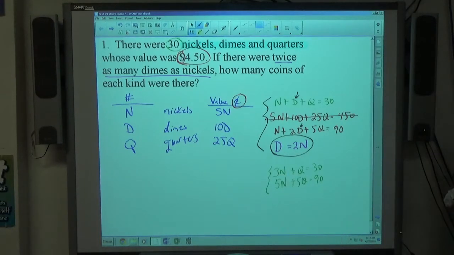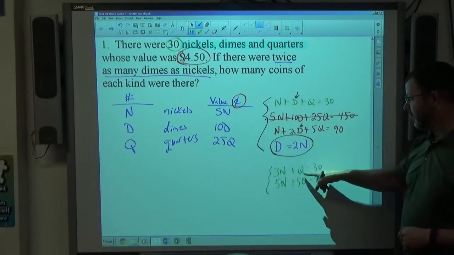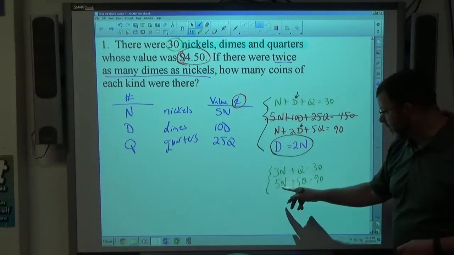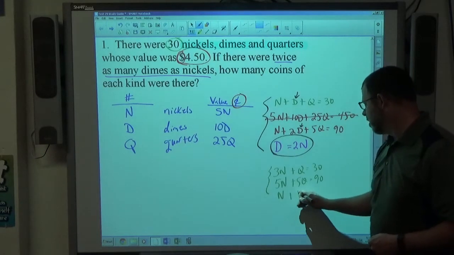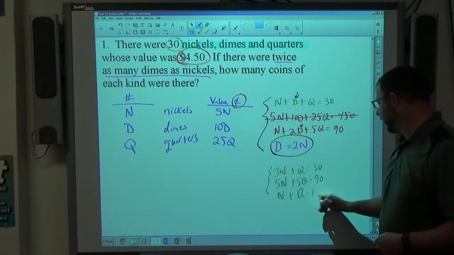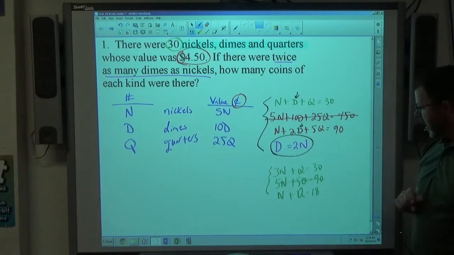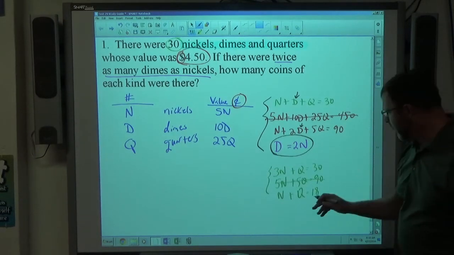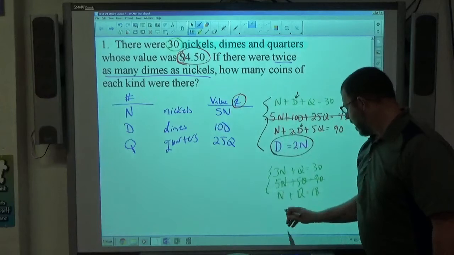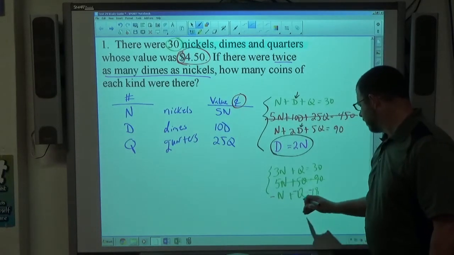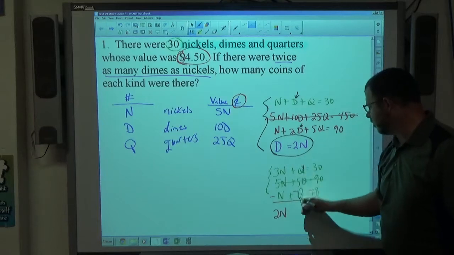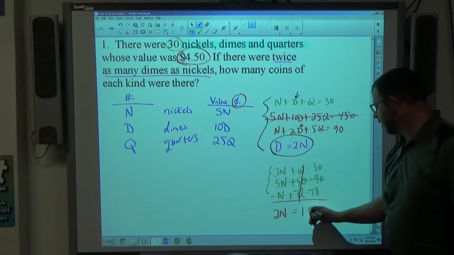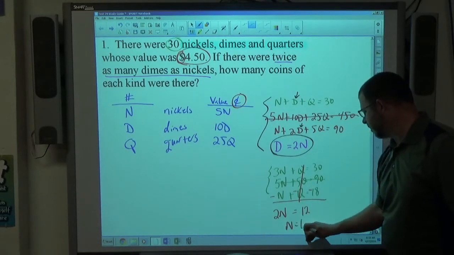Now that d is out of the picture, I've got an nq equation. I could multiply the top equation by -5 to get rid of the q's. I also noticed, though, that 5n, 5q, and 90, everything divides by 5, so n plus q is equal to 18 would be equivalent. At this point, changing all the signs in the bottom equation seems to make sense to me, so I go minus n minus q minus 18. 3n minus 1n is 2n. Q minus q cancels. 30 minus 18 is 12, so n equals 6.